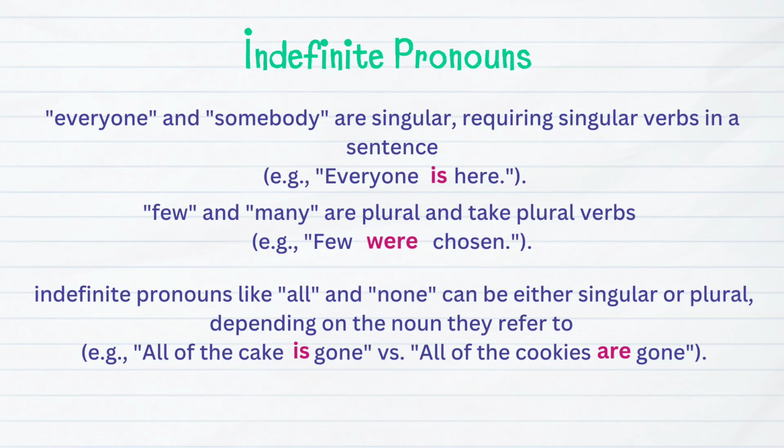Indefinite pronouns like all and none can be either singular or plural depending on the noun they refer to. Example, all of the cake is gone. Cake is singular, so we use is, a singular verb. All of the cookies are gone. Cookies are plural, so here we are using are, a plural verb.